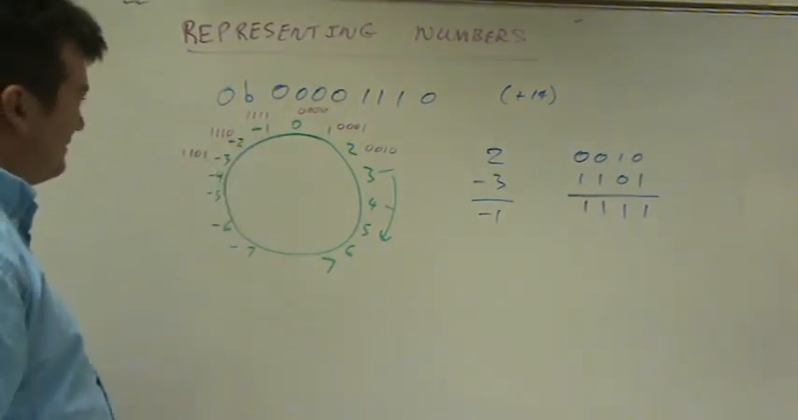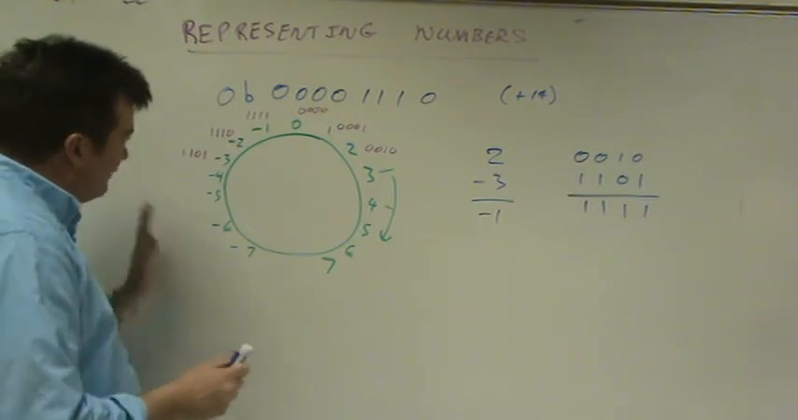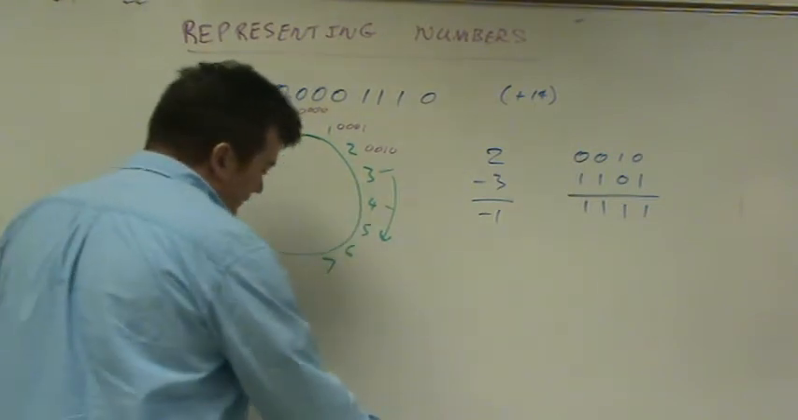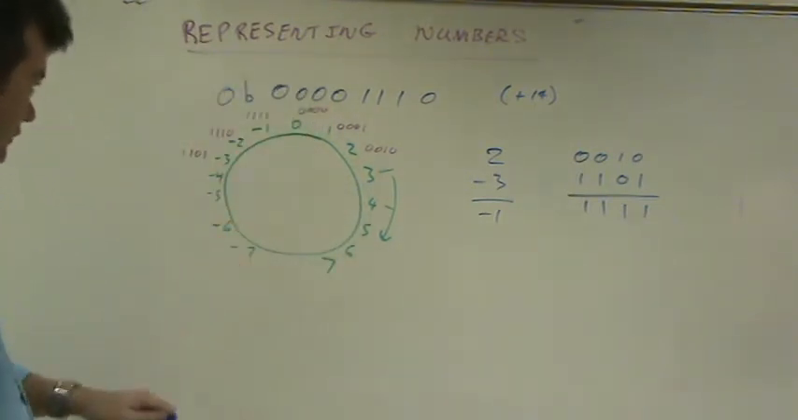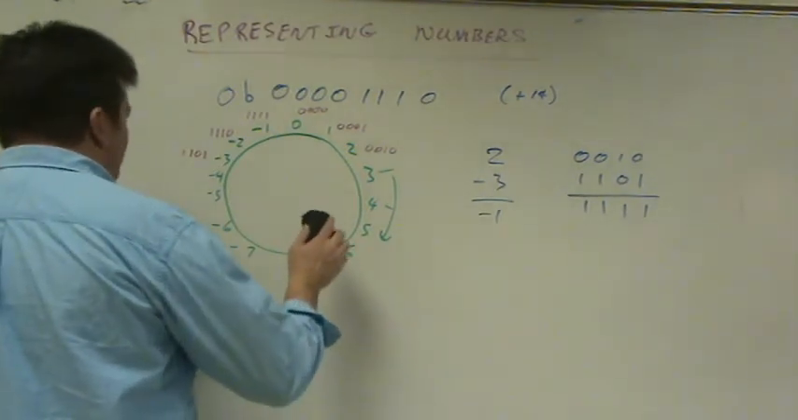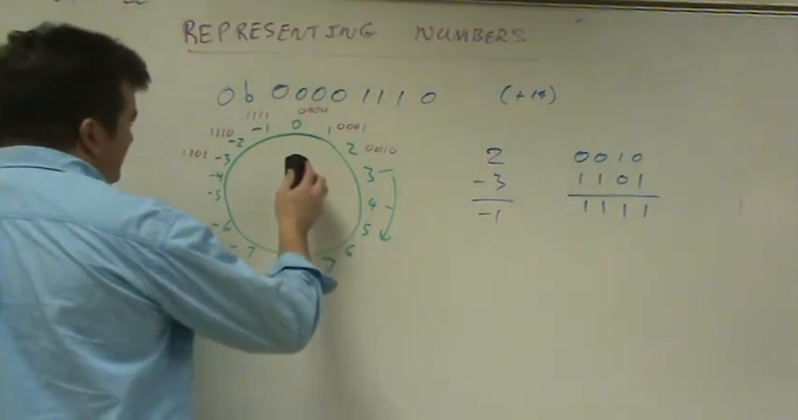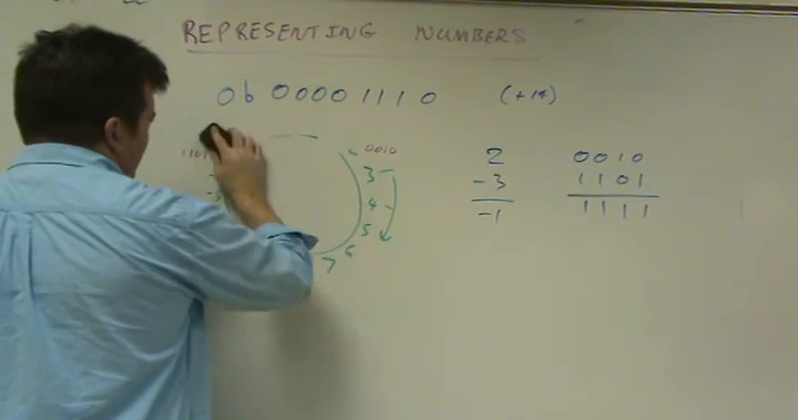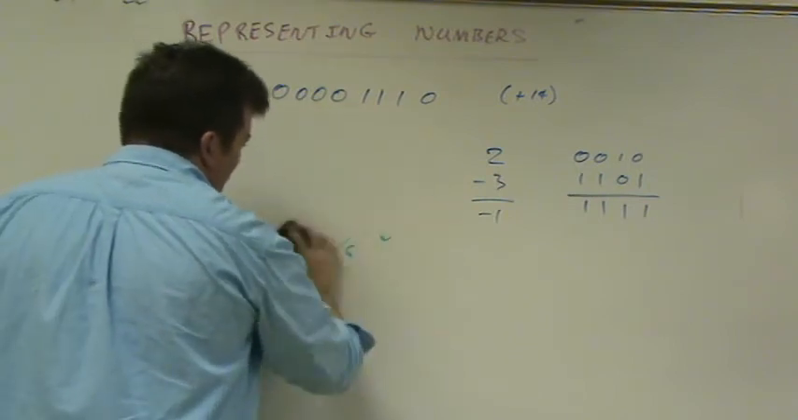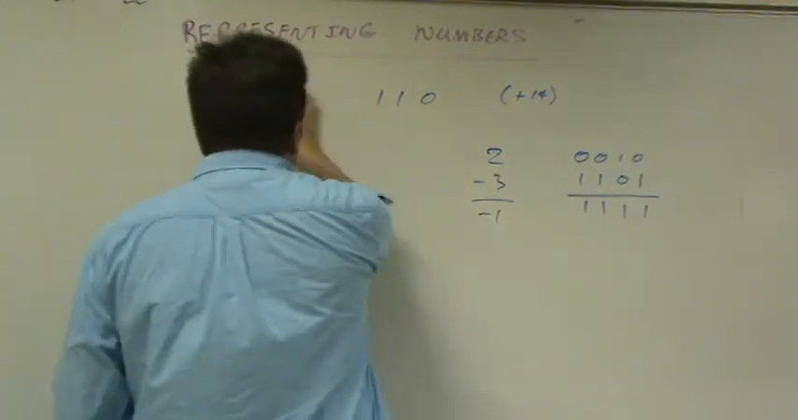So it's a system that works. It's just a different way of representing negative numbers. And this is the most commonly used one in computers, not so much the sign magnitude one. The IEEE comes up with the standards that computers should use.